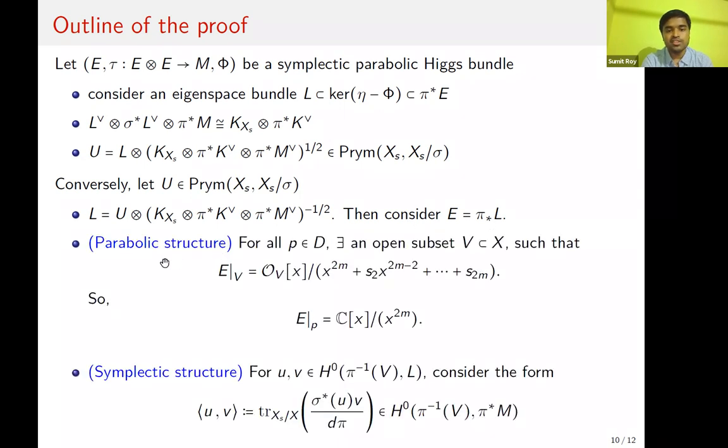So for the parabolic structure, for all points in D, one can show that there is an open subset V for which there is a fiber E over V that is isomorphic as an O_V module to O_V[x] mod x^{2m} plus h_2 x^{2m-2} plus ... plus h_{2m}. So this h_{2i} are basically components of s.